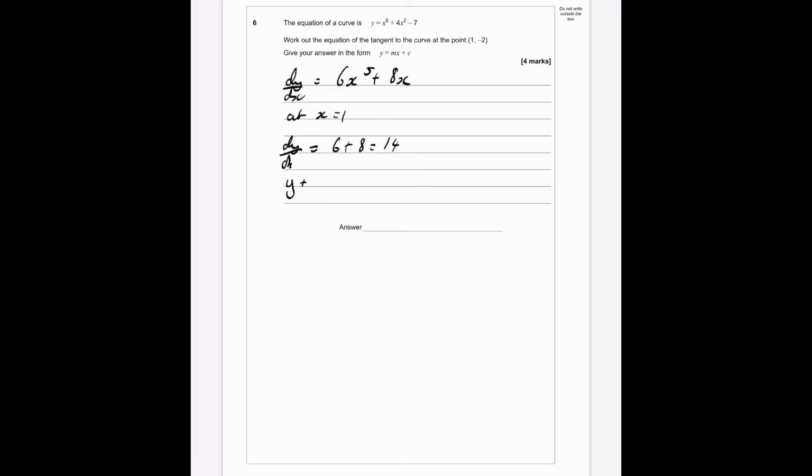And then we can use y minus y1 equals m(x minus x1) to get the equation of the tangent. It wants it in a specific form, y equals mx plus c, so I'll expand out the right-hand side and bring the plus 2 onto the right-hand side. Subtract 2 from both sides if you prefer. Y equals 14x, subtract 16.